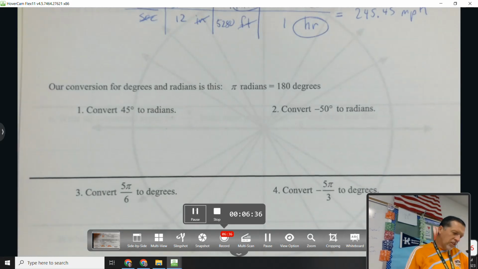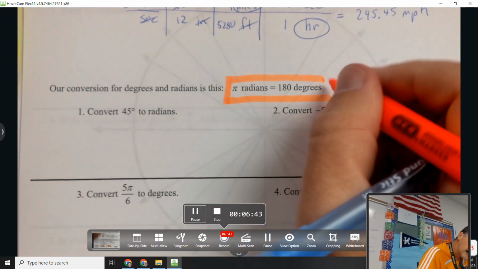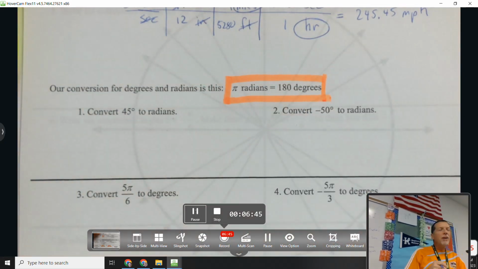Alright, so let's go 45 degrees to radians, but here's our, I'm going to blow past the key part of the day here. Pi radians. Alright, pi is 3.14, you're familiar with pi. Pi radians is 180 degrees. Like that's the summary of today. Like I should just box that in and walk away and you'd be good for today. Cool. Today's notes in 5 symbols there.